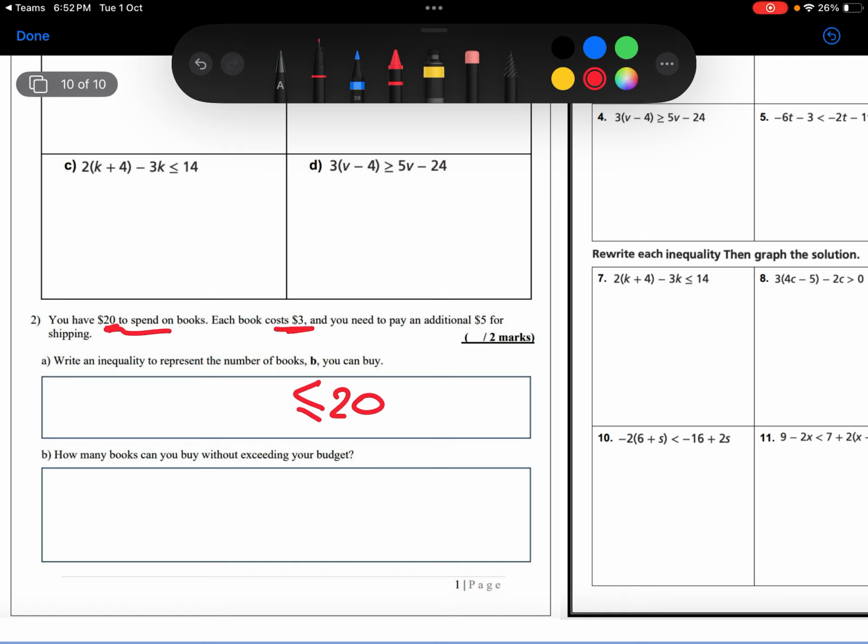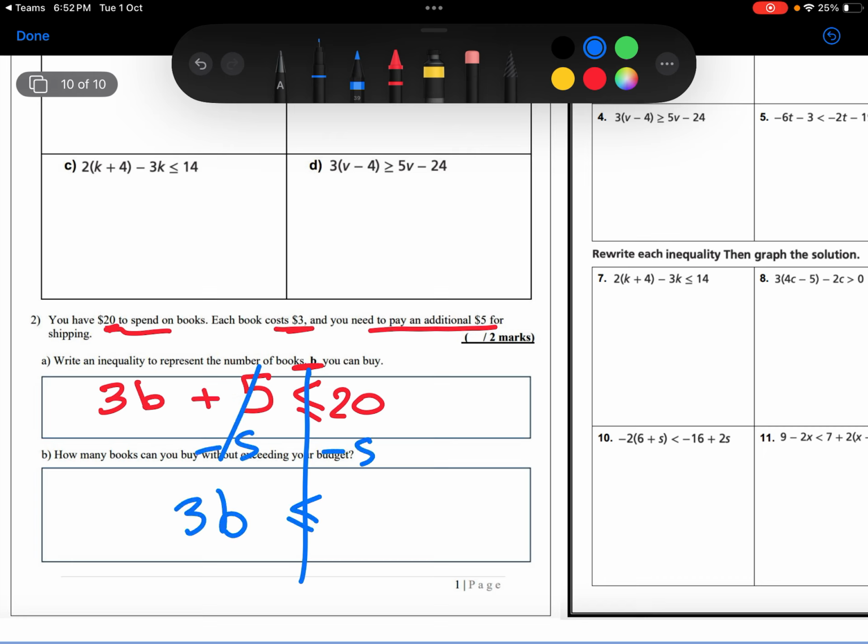Each book costs $3 and you need to pay additional $5 for shipping. So I'm going to buy what? B boxes. I will buy B boxes. So each box $3 times the B boxes plus $5 additional for shipping. That's it, solve it. Minus 5. 3b is less than or equal to 20 minus 5 is 15. Divide by 3, divide by 3. B is less than or equal to 5.